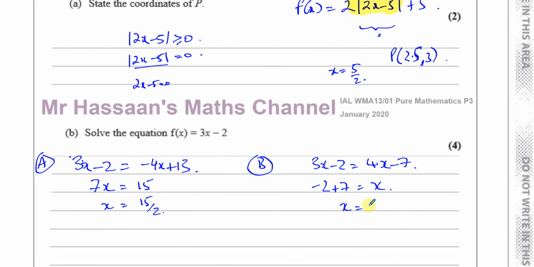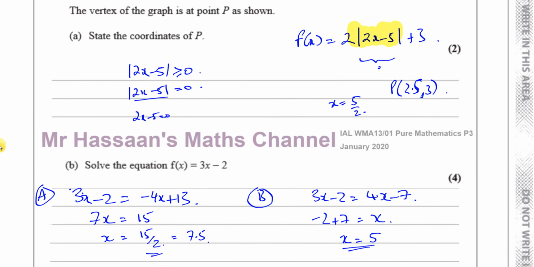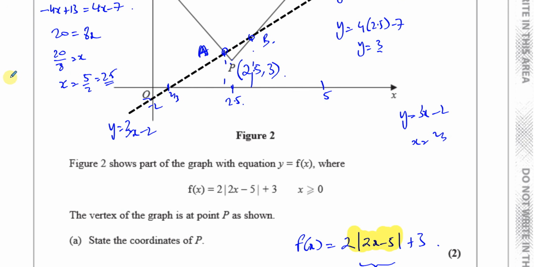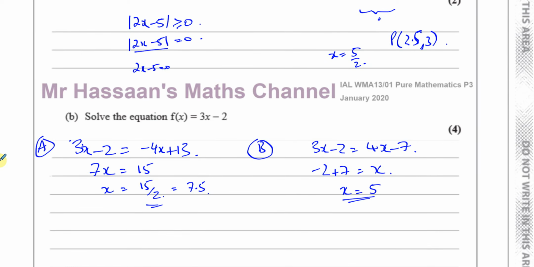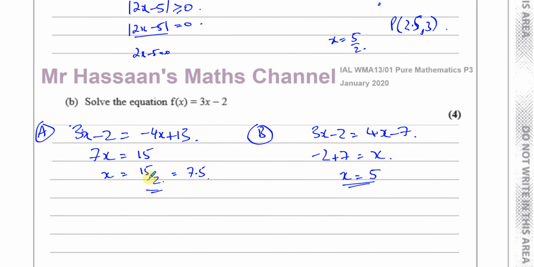So x is going to be 7 minus 2, which is 5. So those are the 2 coordinates. So this is 15 over 2, okay, which is going to be 7.5, and this is 5. So we have 5 and 7.5. Okay. Let's have 15 over 7. What am I talking about? 15 over 7. That's not right. I thought there was something strange there. That's 15 over 7. Sorry about that, guys.